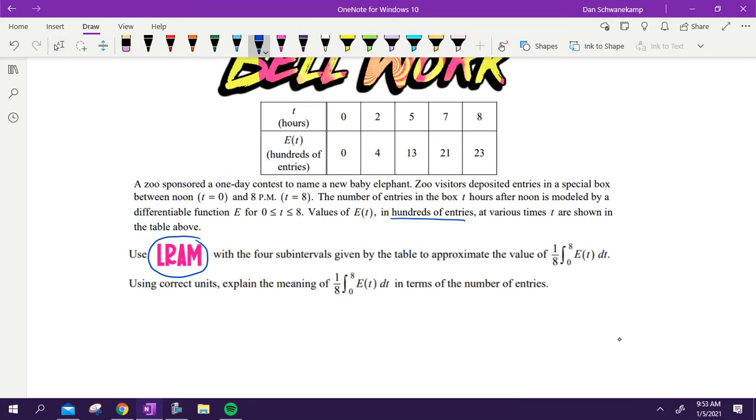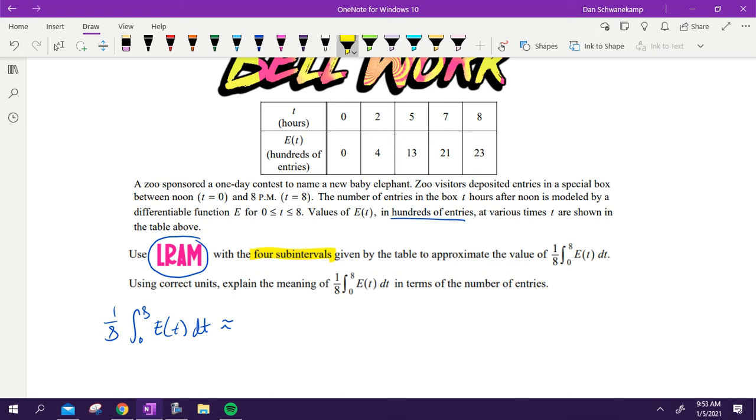All right, so again, here's what we're trying to do. We are trying to evaluate what this means, 1/8 integral of E of t dt. We are going to approximate that. It said we need to use 4 subintervals. How many numbers did they give me? 5. Is it good to have 5 if I'm doing 4 subintervals? That's what I want.